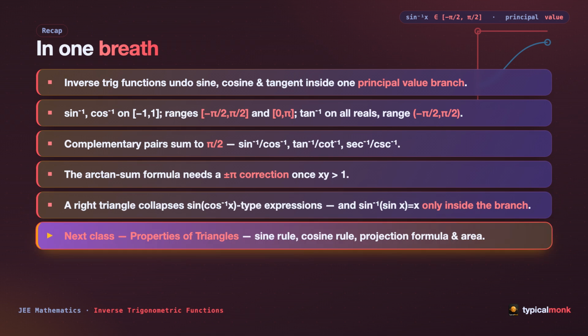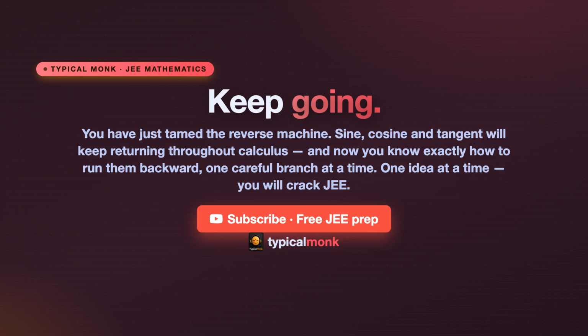And next class, we step into the properties of triangles, the sine rule, the cosine rule, the projection formula, and the area of a triangle. Do not miss it. And so, my friend, we have tamed the reverse machine. Sine, cosine, and tangent will keep returning throughout calculus, and now you know exactly how to run them backward, one careful branch at a time.